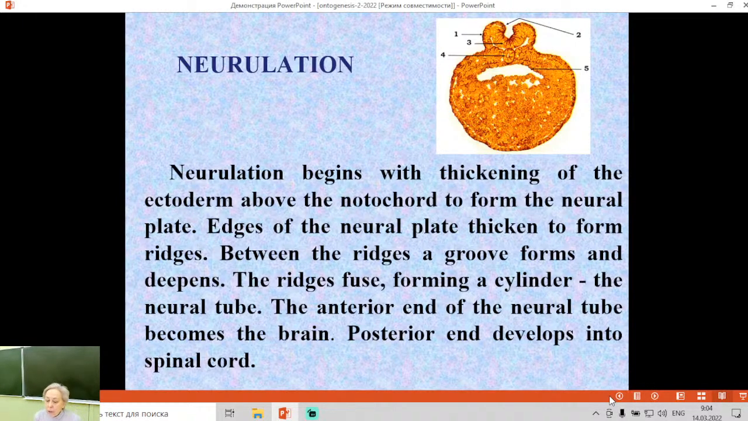In the next lecture, we will begin with neurulation. So, today we considered the next questions: the pre-embryonic period, gametogenesis and fertilization, and parts of the embryonic period, cleavage and gastrulation.